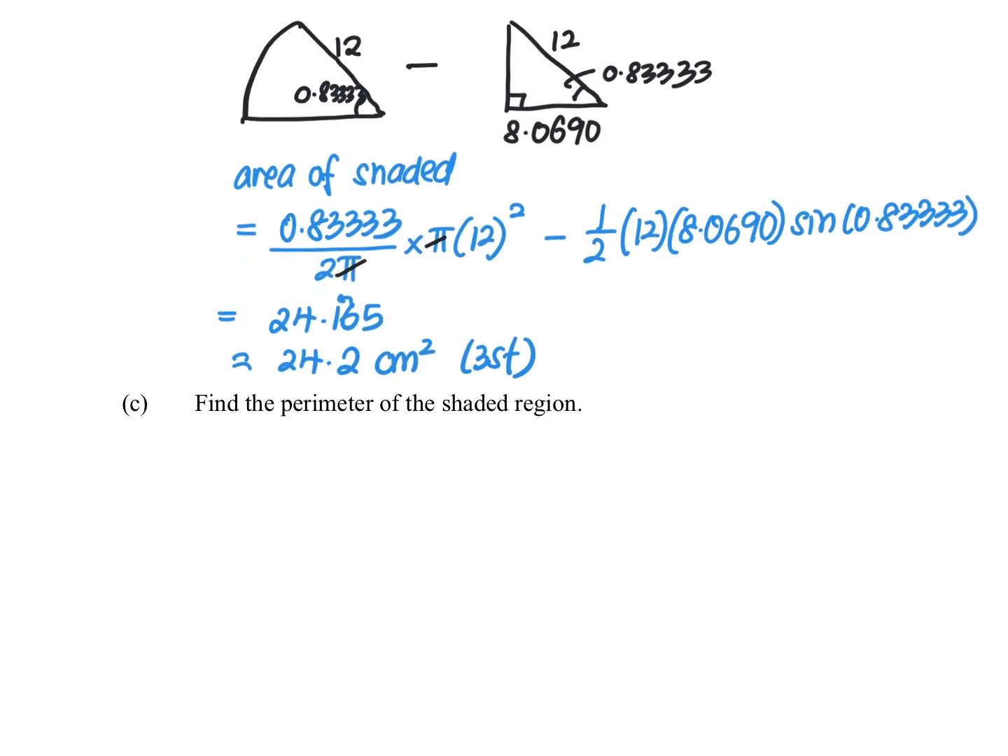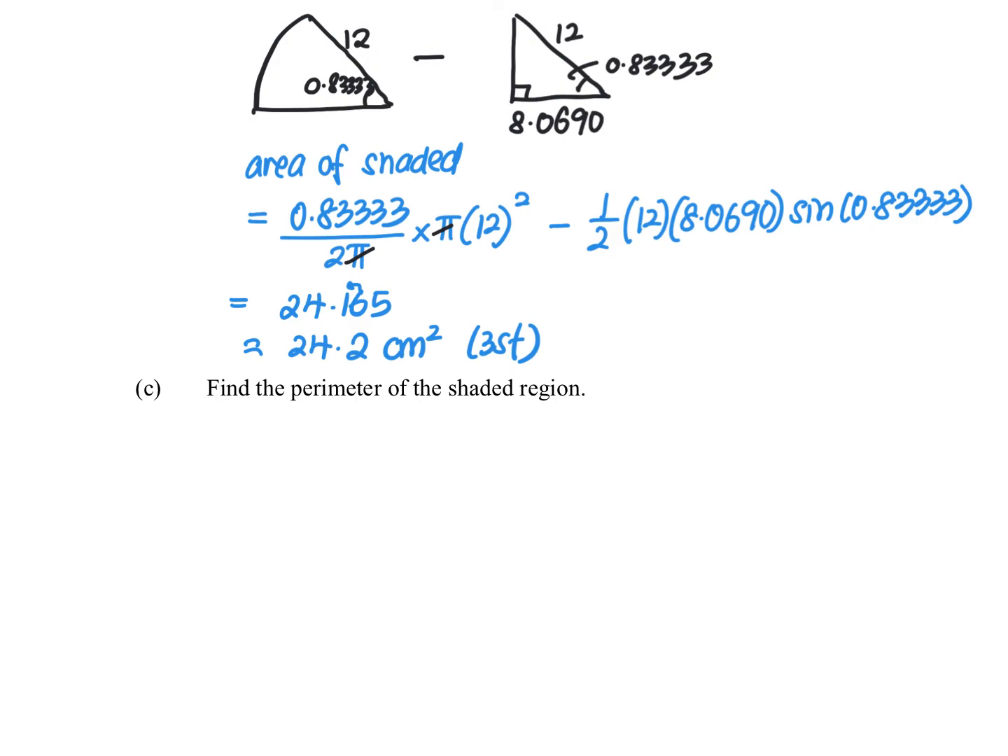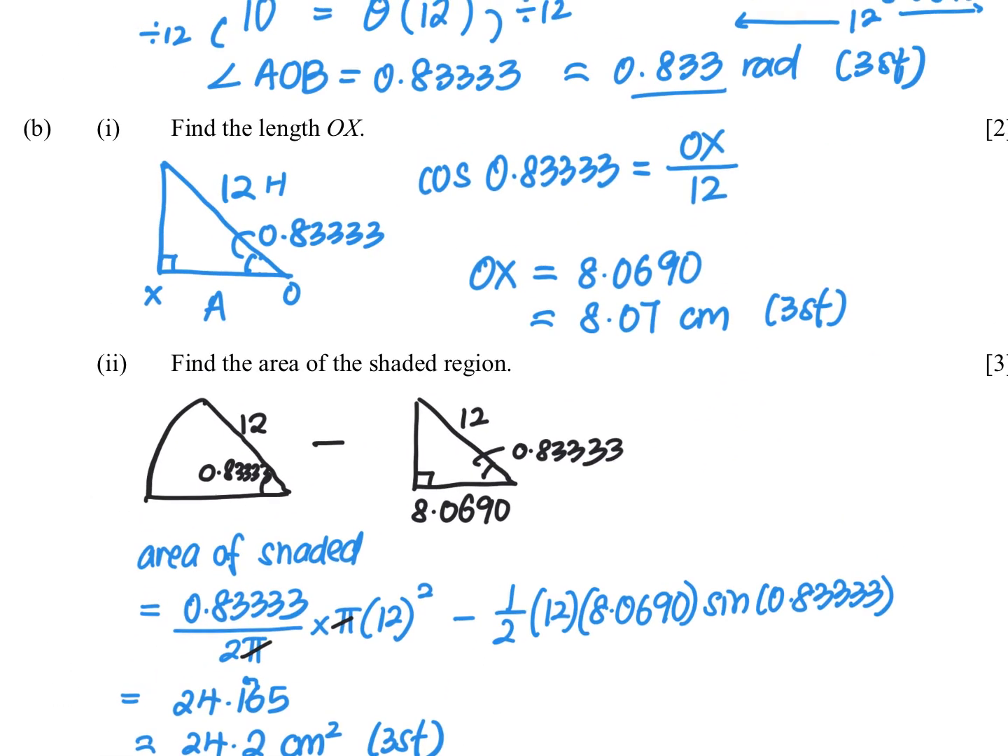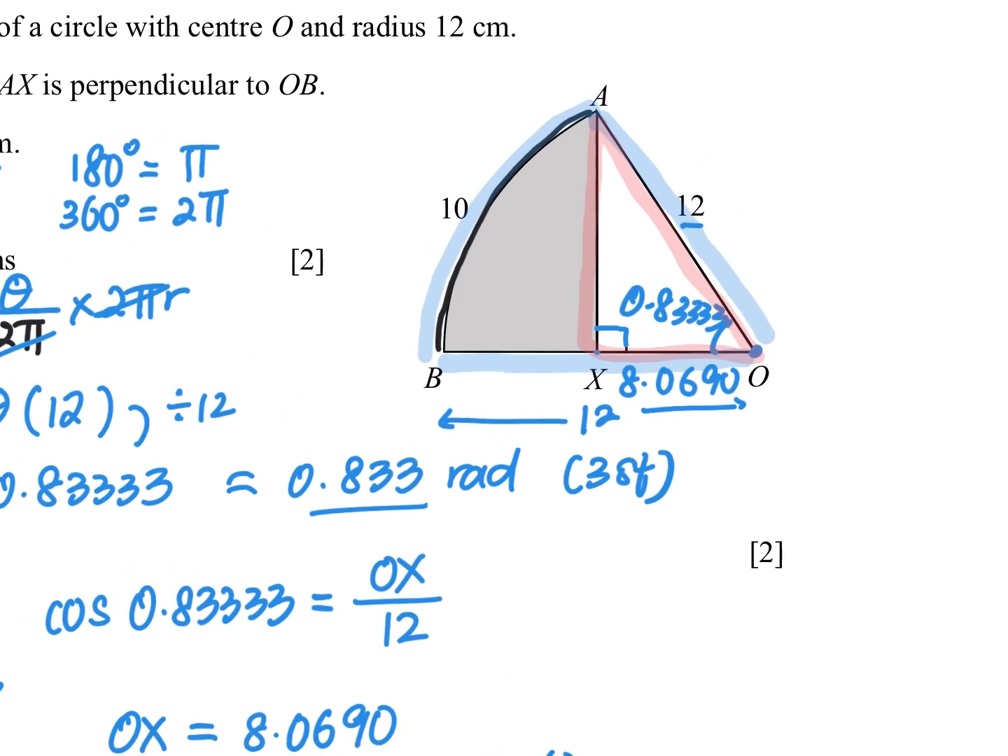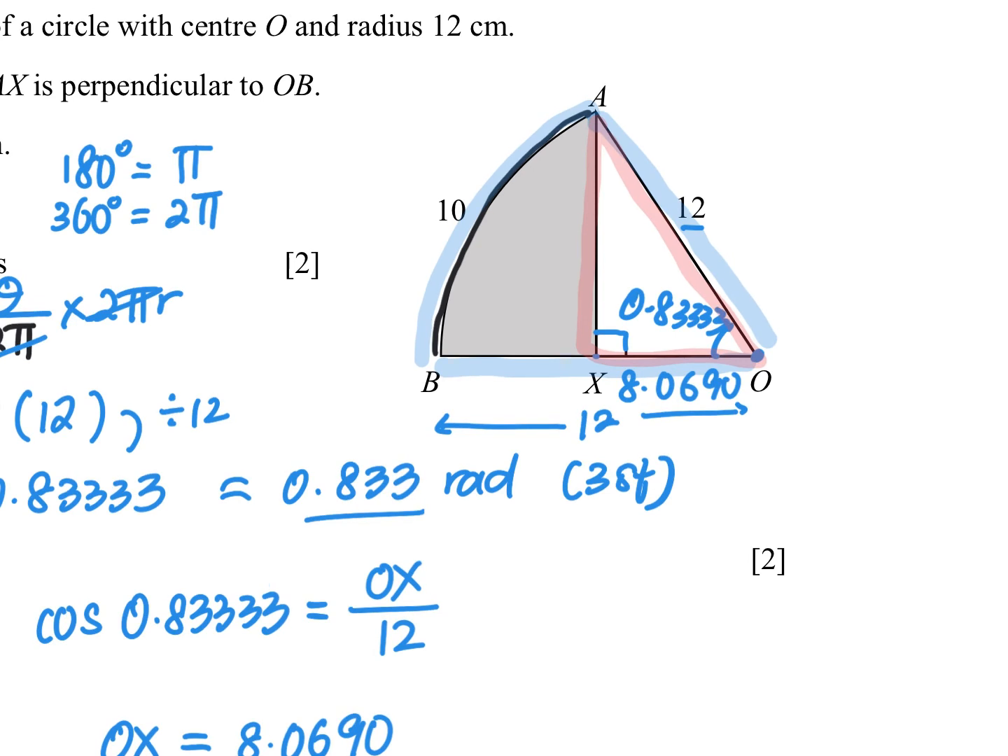Question says, find the perimeter of the shaded region. Let's analyze a little bit of this perimeter. What is in the perimeter? So I have the shaded region. I have the first, this arc length is already 10. Then what are the other sides that I will need? Oh, I'll need this portion over here. How do I find this portion?